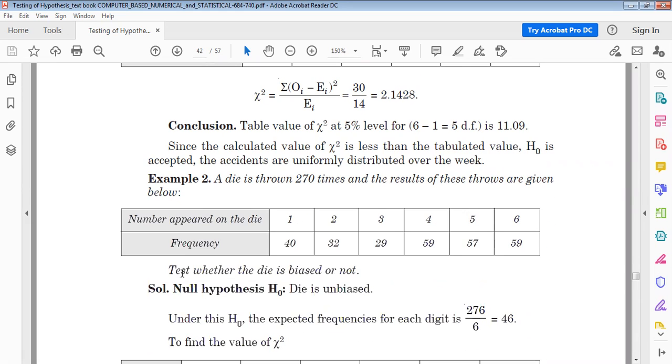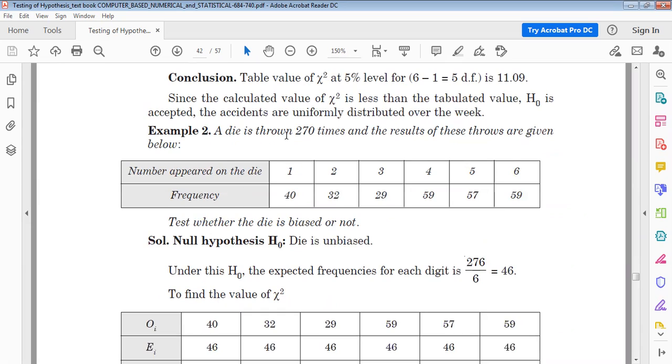Now another interesting example, example 2. A die is thrown 270 times, and the results of the throws are given. Number that appears on the die. There are six faces on a die, you must know: 1, 2, 3, 4, 5, 6. So in the frequency, 1 comes how many times? 40. 2 comes 32. 3 comes 29 times. 4 comes 59 times. Understand? 5 comes 57 times. 6 comes 59 times. Total times? 270. Test whether the die is biased or not.